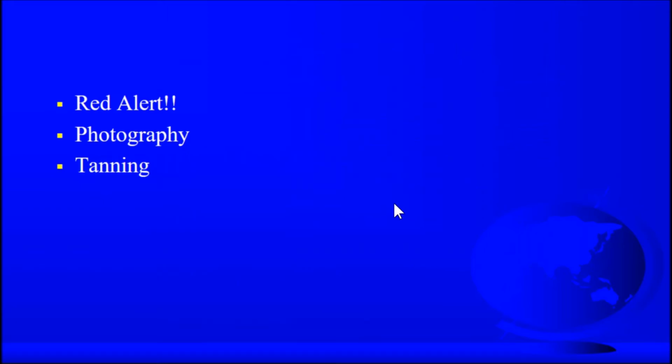All right. So red alert, photography, tanning. Why red alert? Well, if you've seen a Star Trek movie, or maybe you've seen a war movie, especially, whenever they're in a war situation, a battle situation, the captain will call for red alert. All the lights dim and a red light comes on. Okay? Does anybody know why?